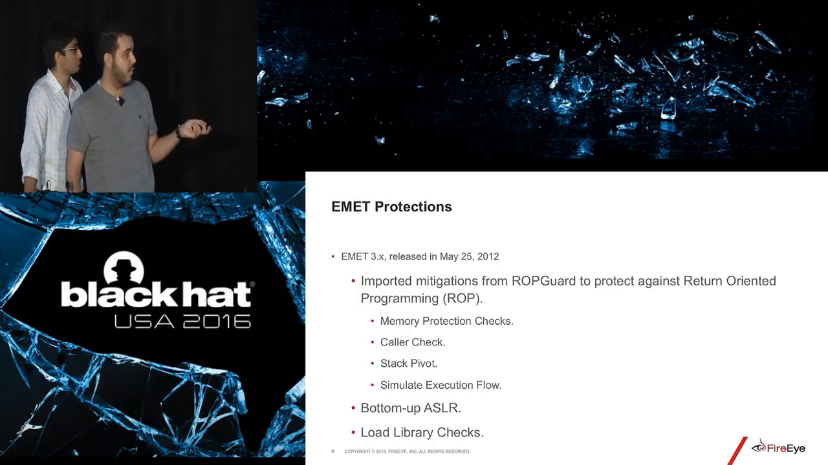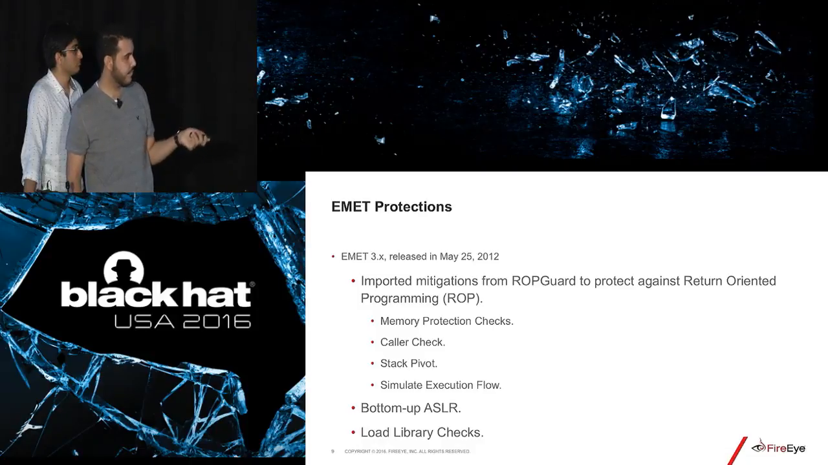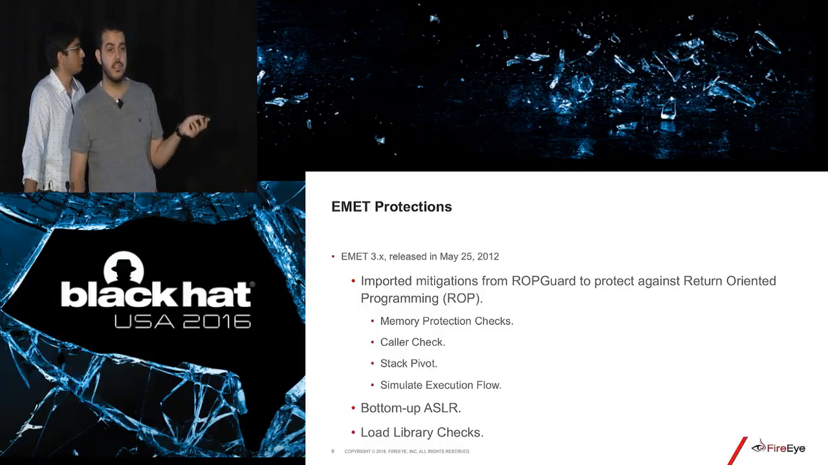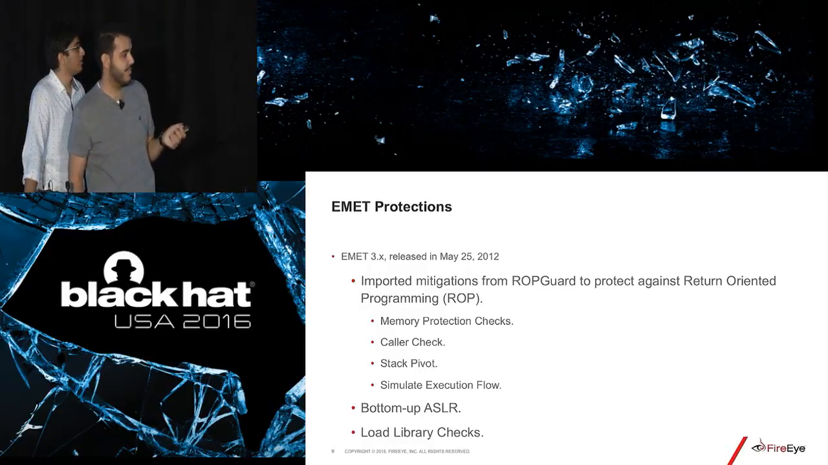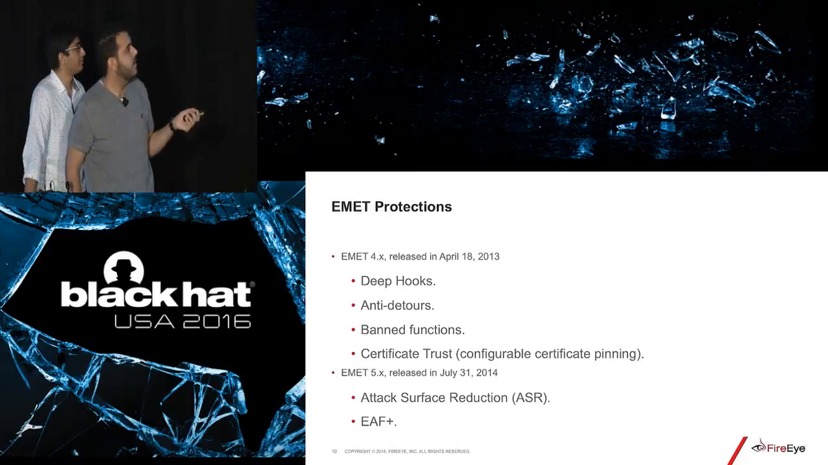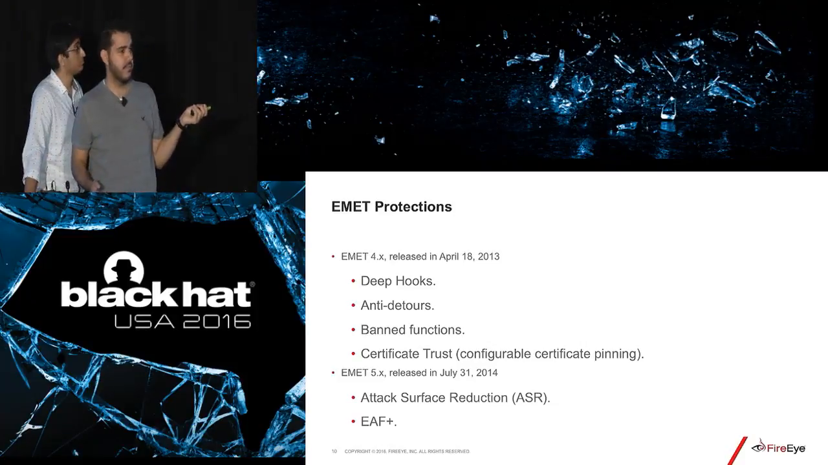Also, it adds more randomization for bottom-up allocations through bottom-up ASLR. Bottom-up allocations like heap and stack. Also, it adds additional checks on the LoadLibrary API, so it prevents loading libraries through the network via universal naming convention paths. EMET also hooks even the lowest level of APIs in NTDLL, and it tries to stop attackers who are trying to bypass EMET by jumping over the installed detours. This is the anti-detour protection.